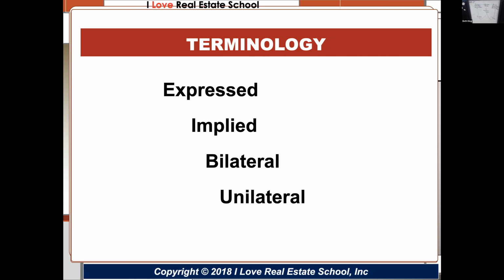Turn the page. Unilateral, bilateral. What does uni mean? One. Exactly right. It's like uno, but it's one. Same thing. Uni. So a unilateral contract is a contract where one party is obligated to perform.